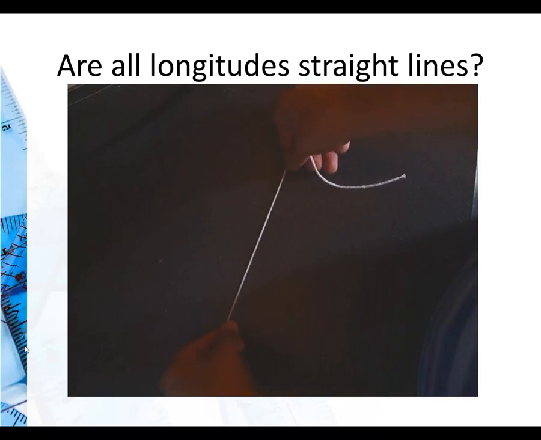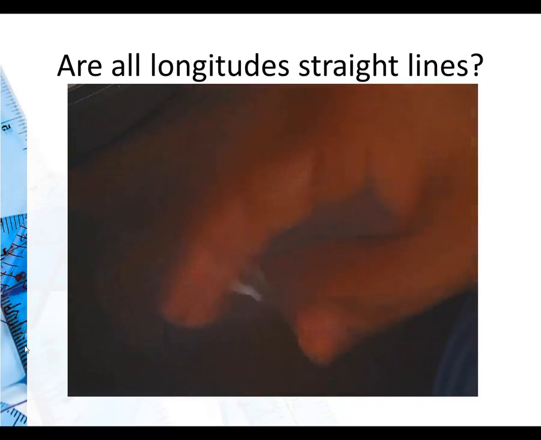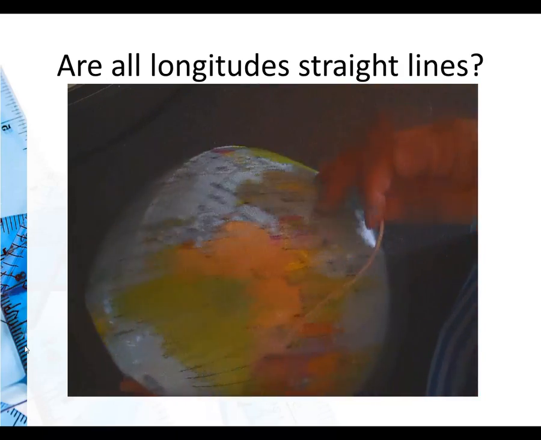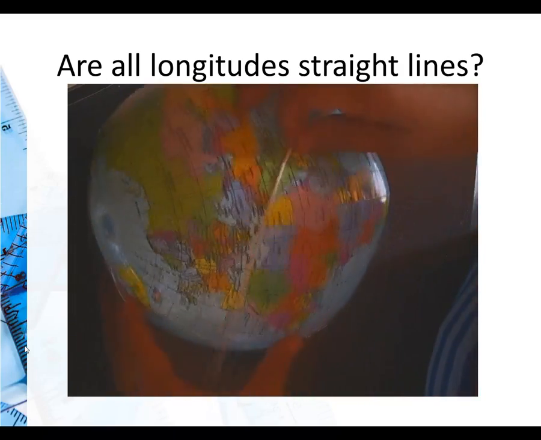So if I have a point here and a point here, if I want to take the shortest path, I can just use string, right? You can see if I pull it taut, that shows me a straight line. So since string is all bendy and flexible, it's a good choice to test on a globe, on a sphere.